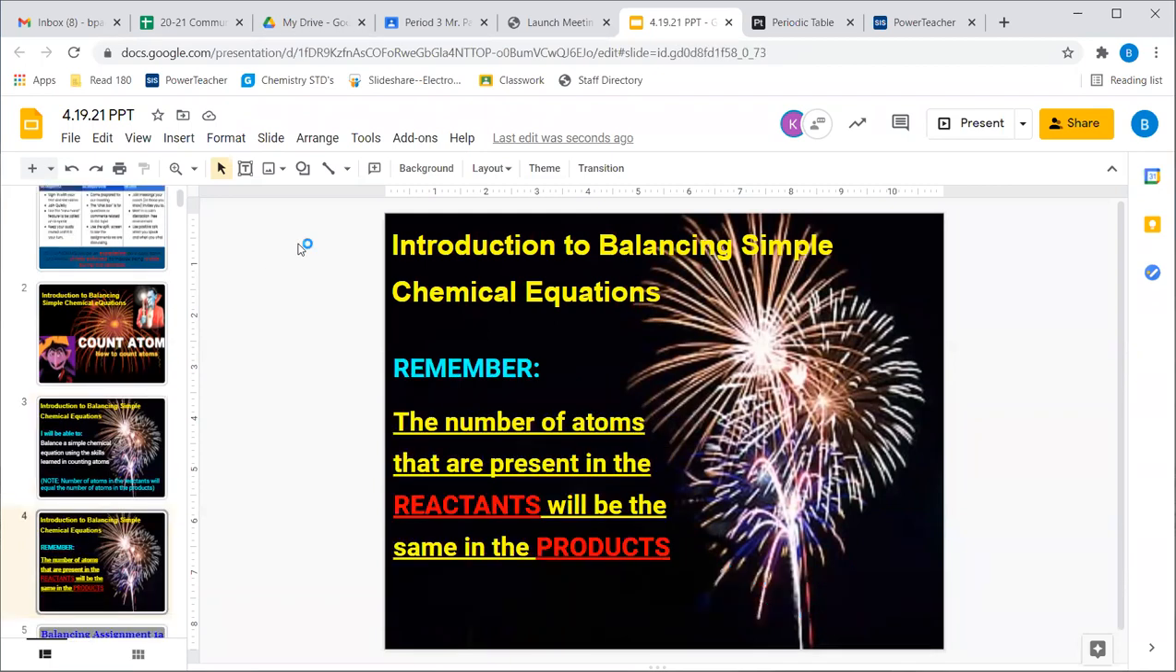Very good. Thank you, Cherinsky. And that's really what this boils down to. Now, this slide here is just kind of hammering home how important this really truly is. In order to be balanced, the number of atoms has to be the same as the number of atoms on the product side. Reactants equal products.